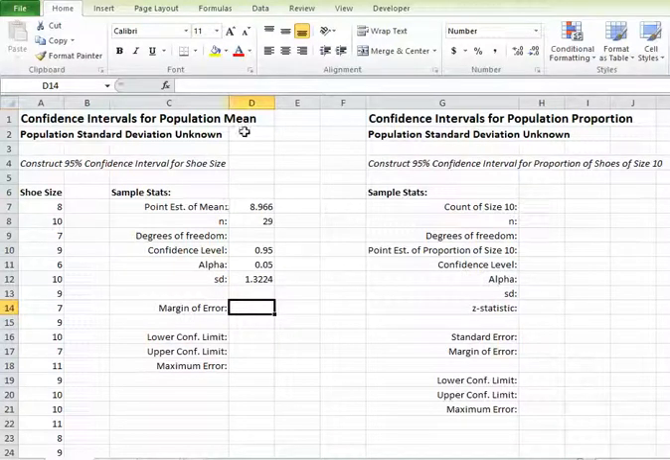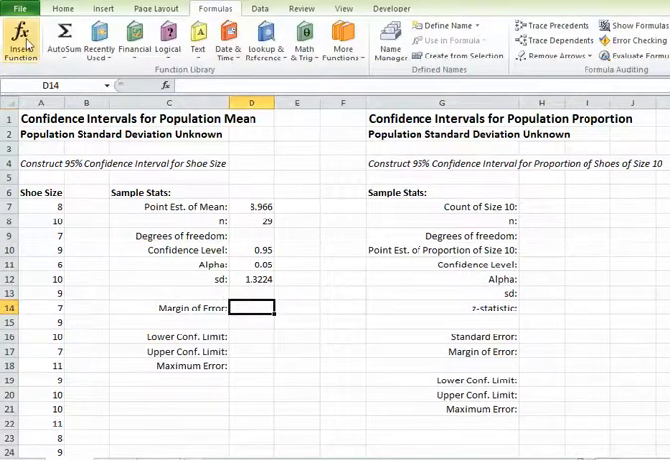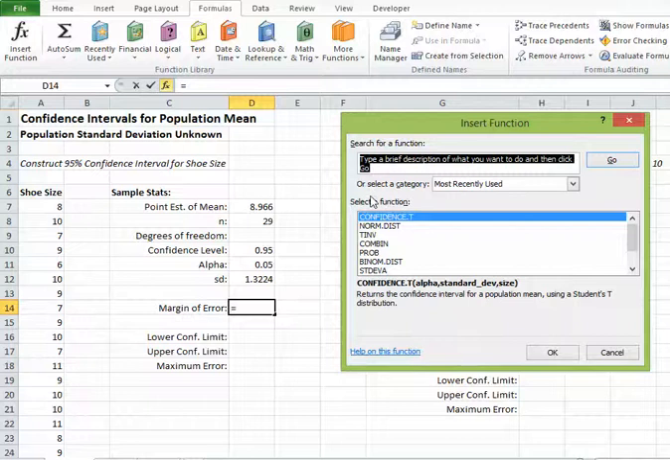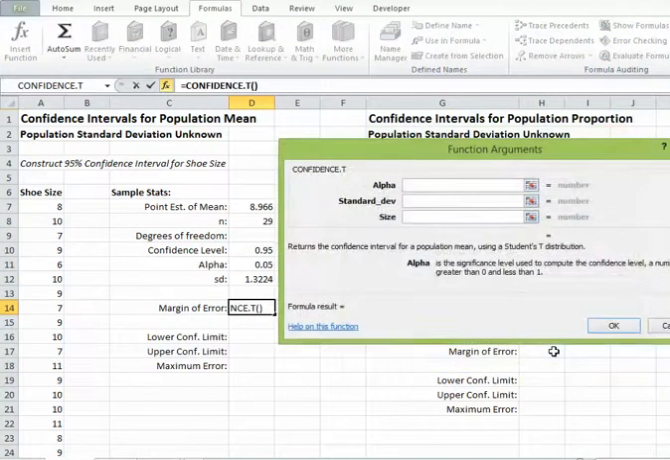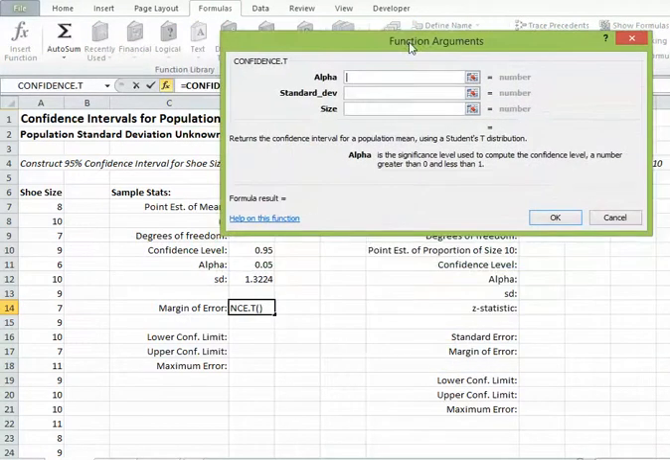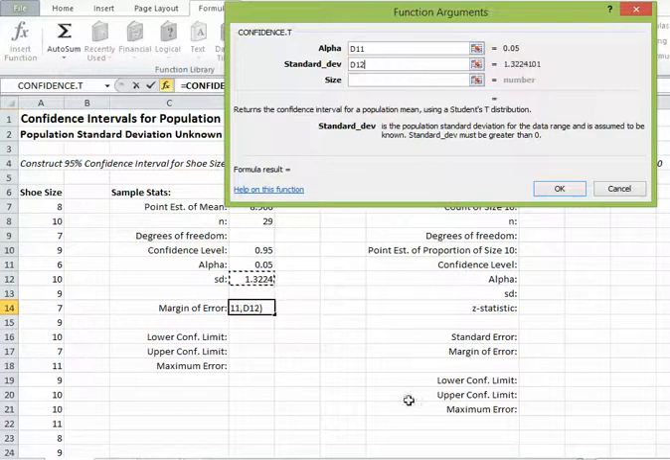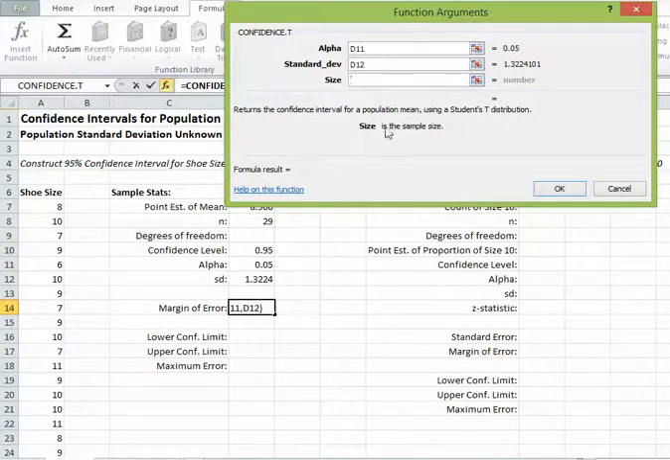And I'm jumping back to Excel now, and I am going to use my formula editor, and I'm going to insert a function. And let's see, I'm going to type confidence up there, and there it is, the first one that came up. I'll say OK, and here's the dialog box for it. First of all, we need an alpha level, and I have that. It's right there. Standard deviation, we calculated that. And finally, size. This is the sample size, and our sample size is 29.